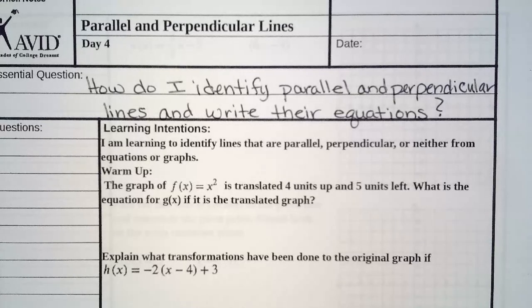So you've got a warm-up question. The graph of f of x, the function f, when evaluated with x is x squared. If it is translated 4 units up and 5 units left, what is the equation for g of x, the translated graph? Pause the video and see if you can write that new equation.